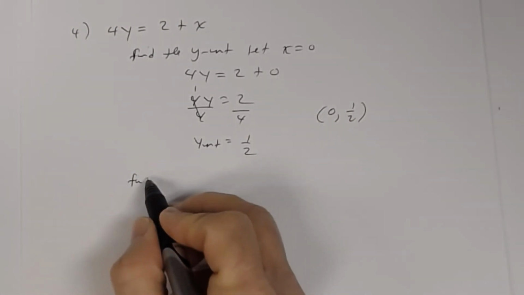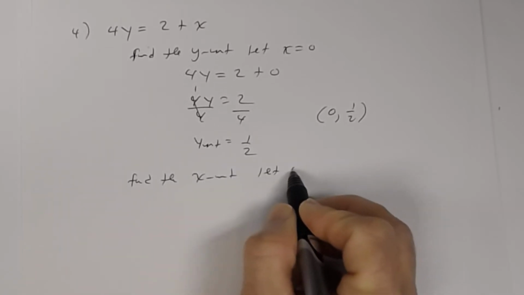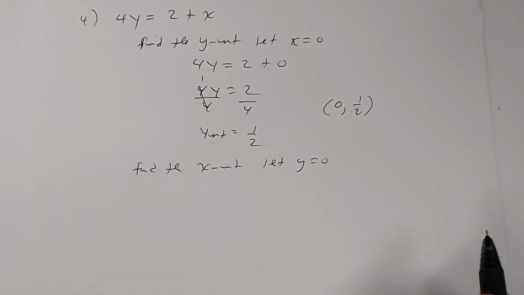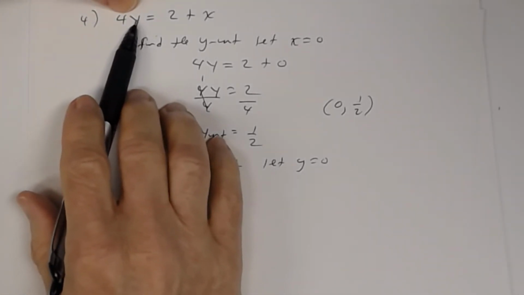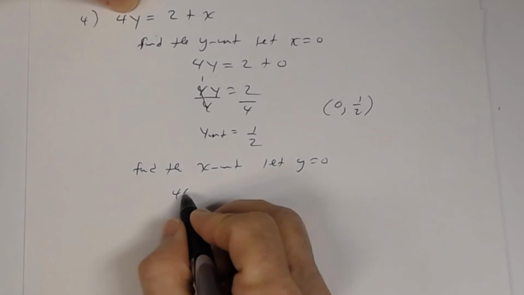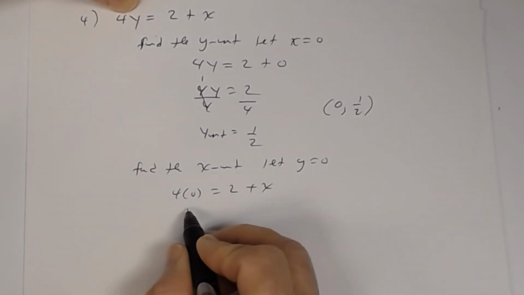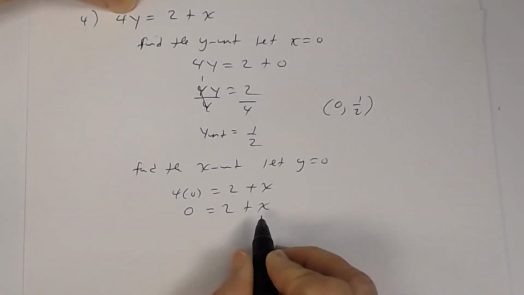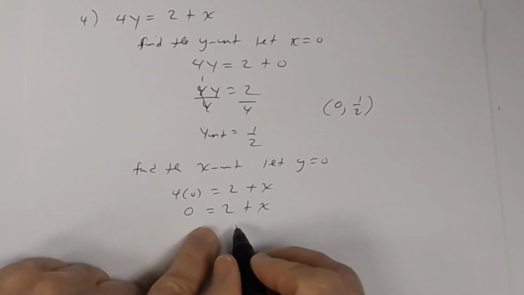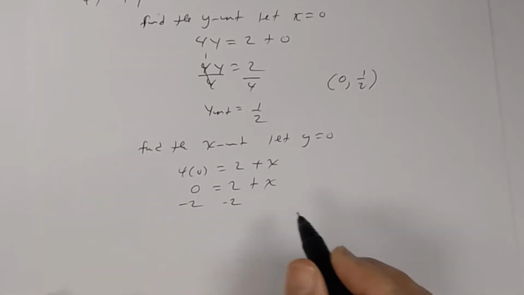To find the x-intercept, you're going to let y equal 0. So if I let y equal 0 this time, 4 times 0 is 0. So 4 times 0 equals 2 plus x. 4 times 0 is 0 equals 2 plus x. Now be careful. This is where you get x by itself, right? So you're going to subtract 2 from both sides. Make sure you're careful with this part.